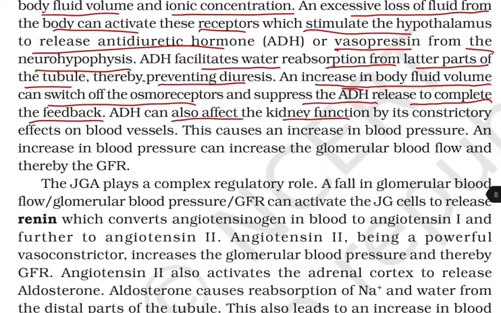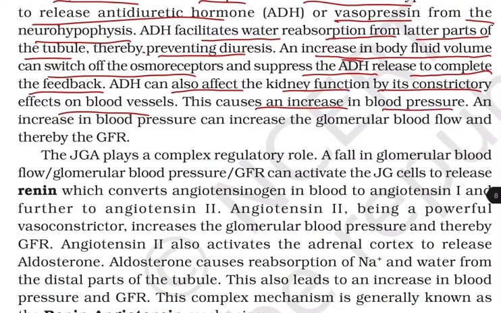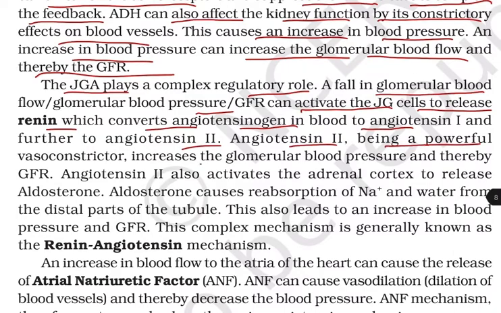ADH can also affect the kidney function by its constrictory effect on the blood vessels. This causes an increase in the blood pressure, and an increase in the blood pressure can increase the glomerular blood flow and thereby GFR. The JGA plays a complex regulatory role. A fall in the glomerular blood flow, that is glomerular blood pressure, that is GFR, can activate the JG cells to release renin, which converts angiotensinogen in the blood to angiotensin 1 and further to angiotensin 2. Angiotensin 2, being a powerful vasoconstrictor, increases the glomerular blood pressure and thereby GFR.